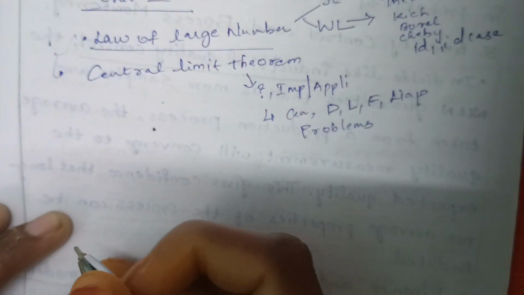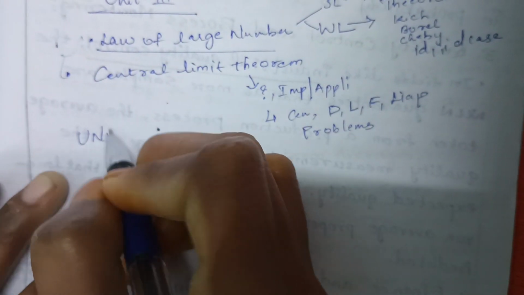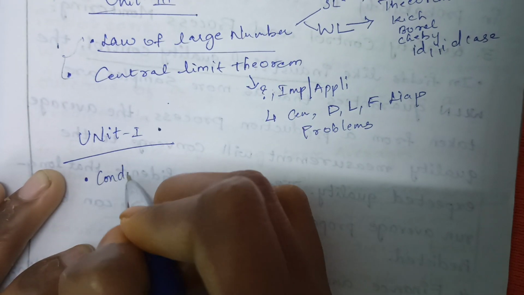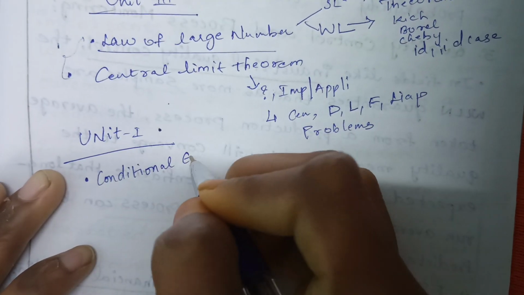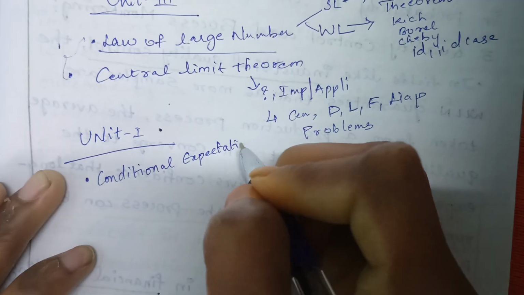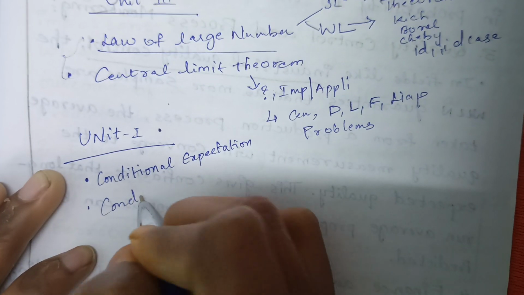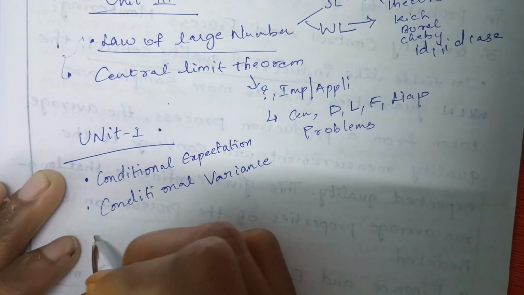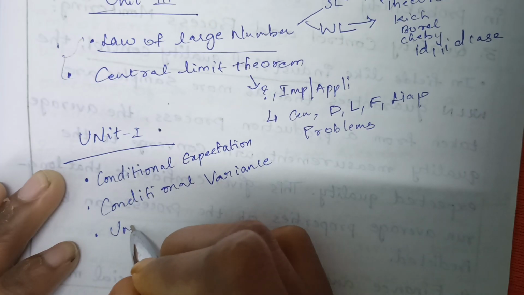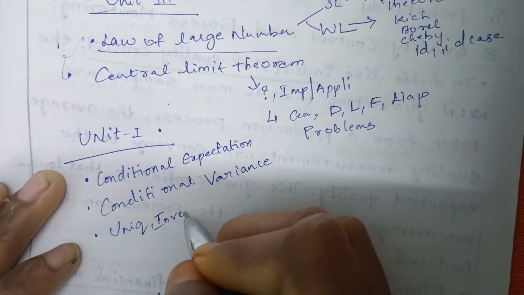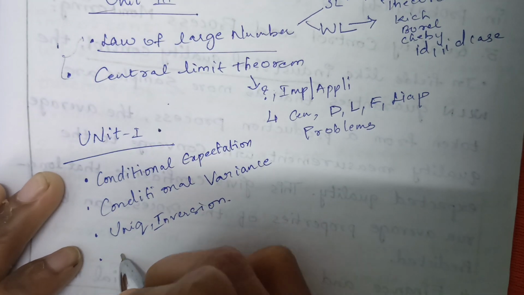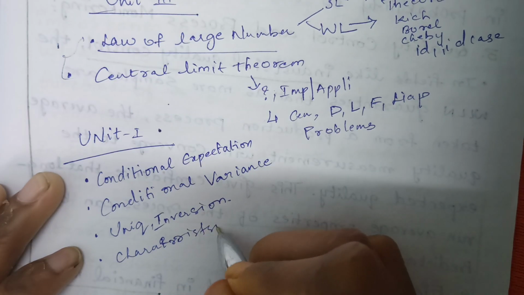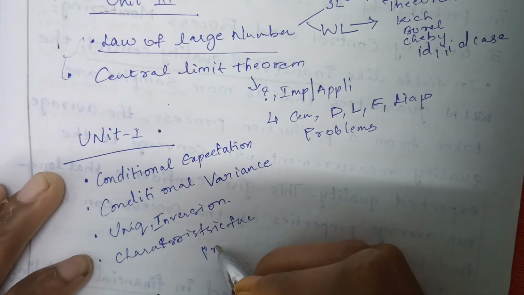And if we wrap up Unit 1, from Unit 1 you may get questions on conditional expectation, a long answer question, conditional variance, and the uniqueness theorem, the inversion theorem, and about the characteristic function and the problems.